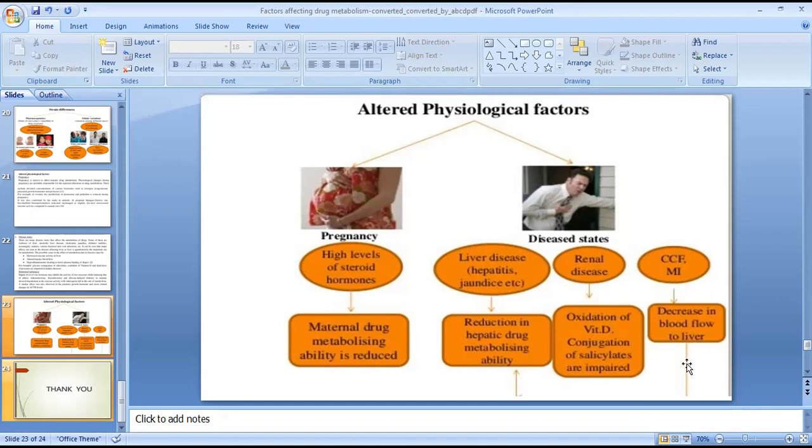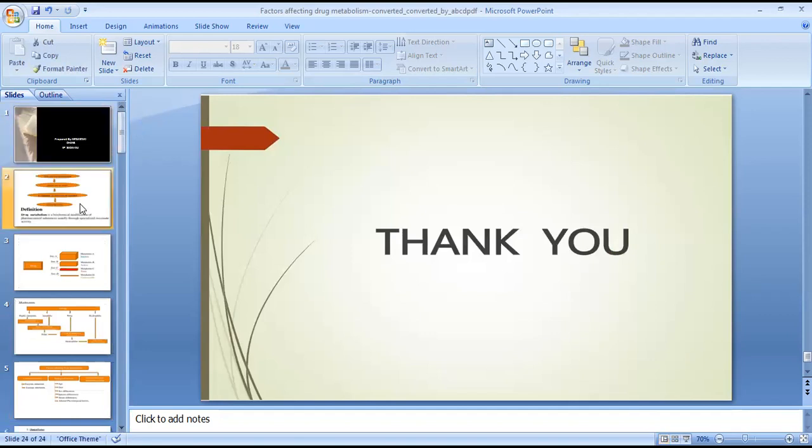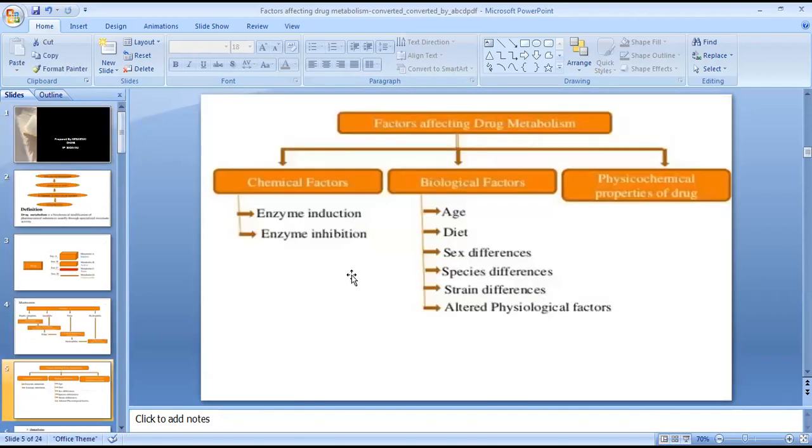So this is all I am going to convey related to the factors affecting drug metabolism. Those are chemical factors, biological factors, and physicochemical properties. Physicochemical properties we have already discussed. These are the main factors which will affect the drug metabolism.